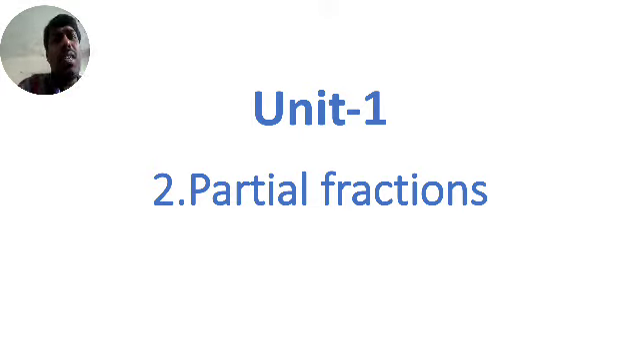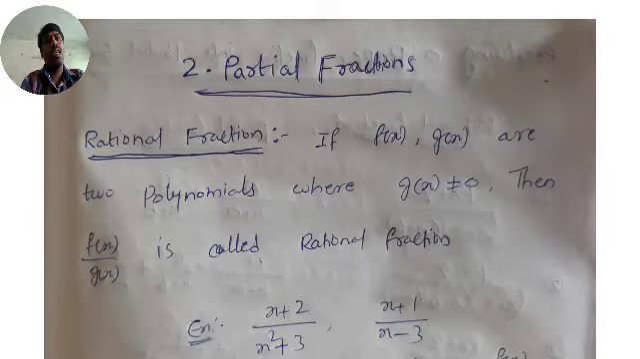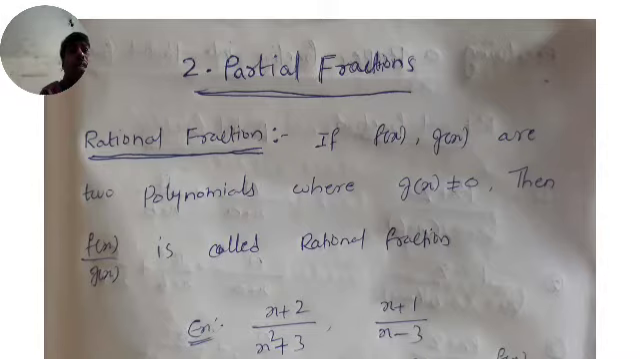Let me go to the second chapter, partial fractions. In partial fractions, the first definition is rational fraction. If f of x, comma g of x are two polynomials where g of x is not equal to 0, then f of x by g of x is called a rational fraction. You see, f by g, like a rational number p by q. Now, polynomial divided by polynomial. What is a polynomial? a0 plus a1x plus a2x square, like that it goes on.